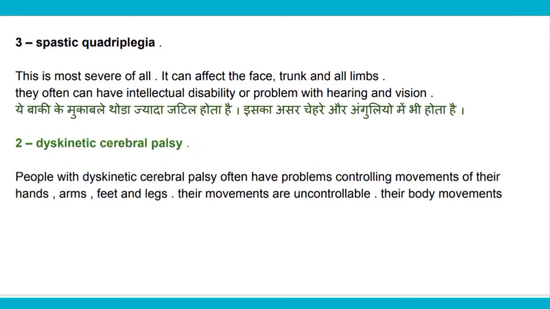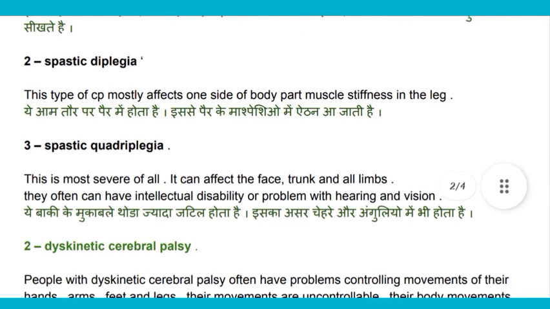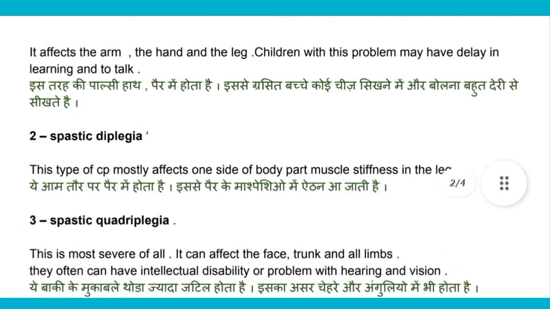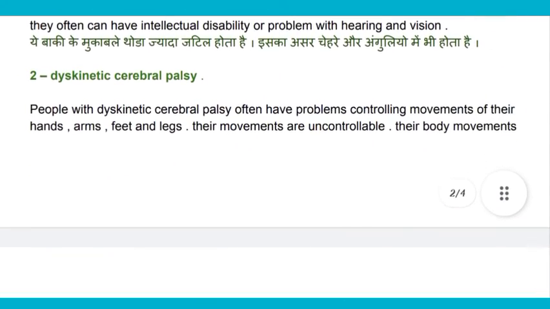So if a person has this type of problem, they mostly have a disability, such as intellectual disability, or problems with hearing and vision. So this is severe in comparison with the other two types of CP that we saw here. Okay. Now second is dyskinetic cerebral palsy.